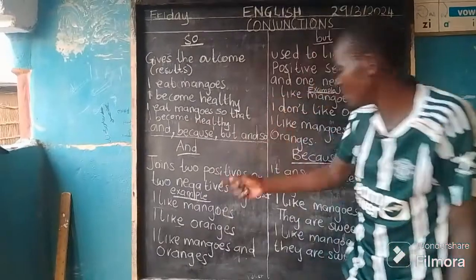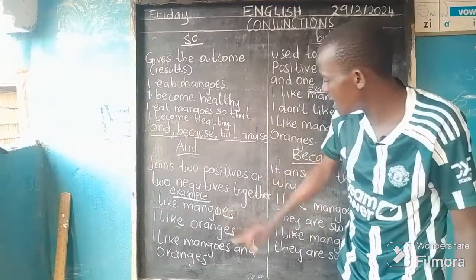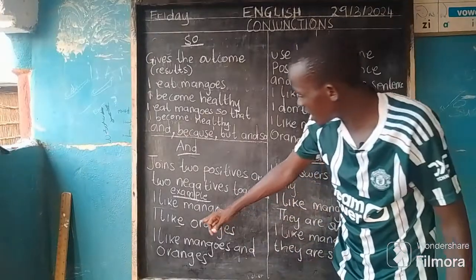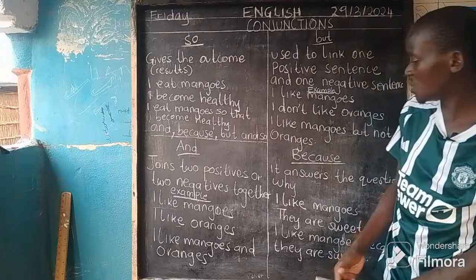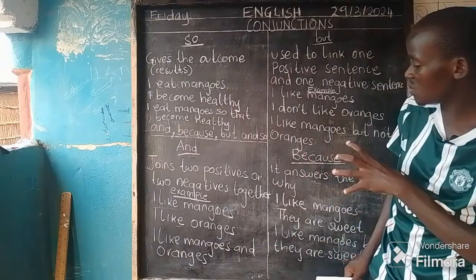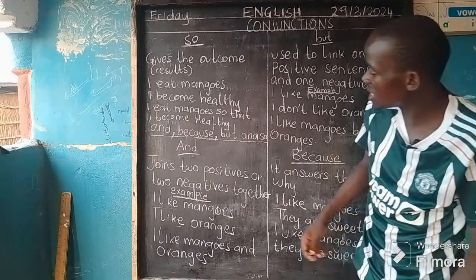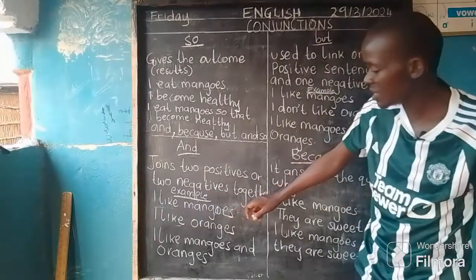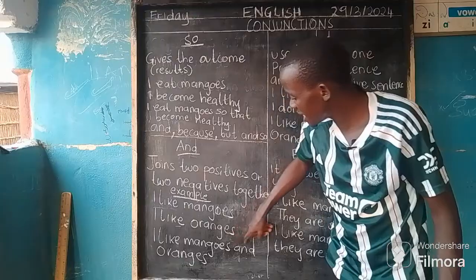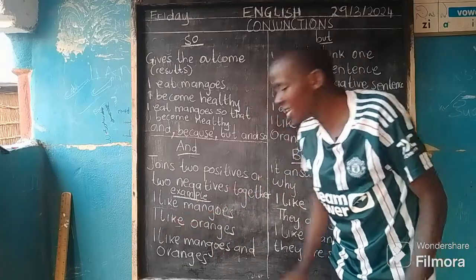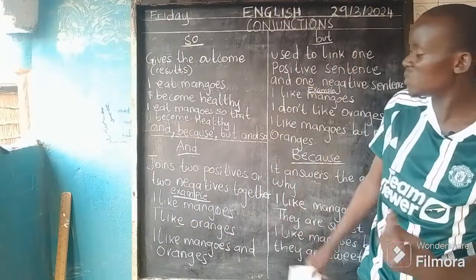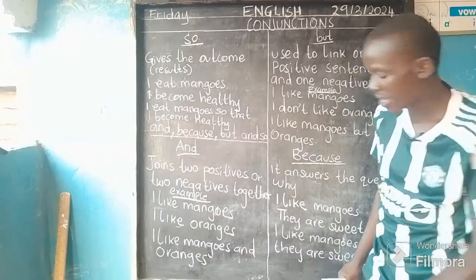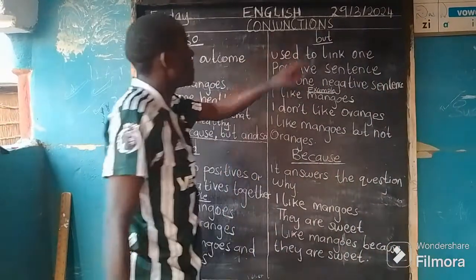So here we came and found our examples. I like mangoes, and another sentence is I like oranges. To put the two together, you don't repeat the words I like, because I like has been used in both sentences. You say I like mangoes and oranges. You just use I like once because they are two positives. Is that okay?